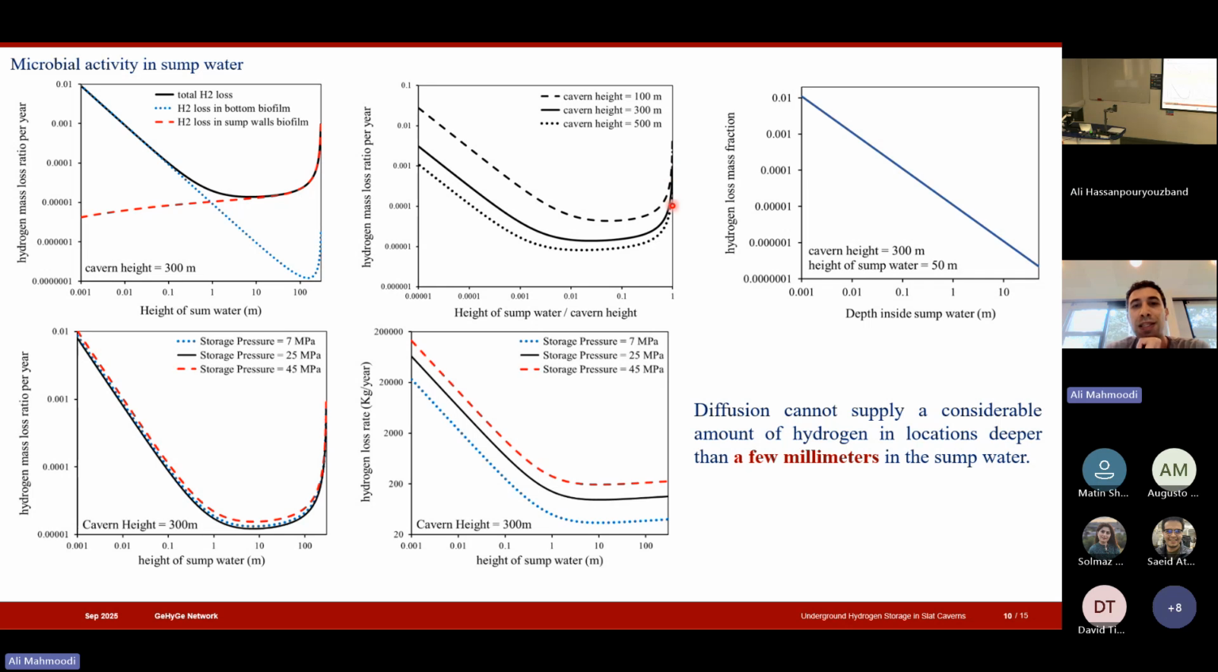Yeah. Basically, here you have the height of the sump water as the x-axis, and at this point is where the total amount of hydrogen stored becomes very low and reaches 0, because if this is 1 or if this is 300, which is the height of the salt cavern, then the total amount of hydrogen is basically 0, and this is the ratio between the lost amount of hydrogen and the total stored hydrogen. That's why this effect happens.